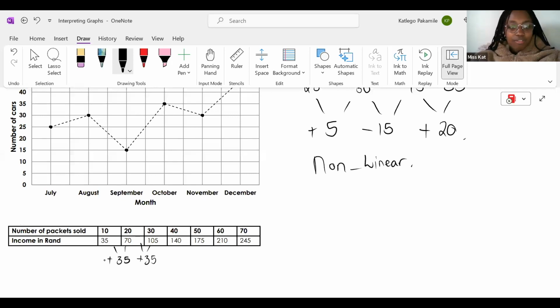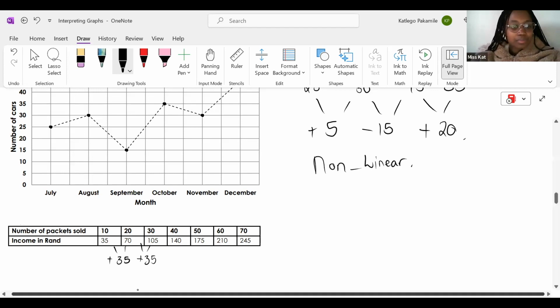105 to 140. Look carefully, Kamukelo. How much are we adding from 105 to 140? 35. What's going on here? What do we have, guys? We have a constant difference. So I'm going to ask again, is this a linear function?